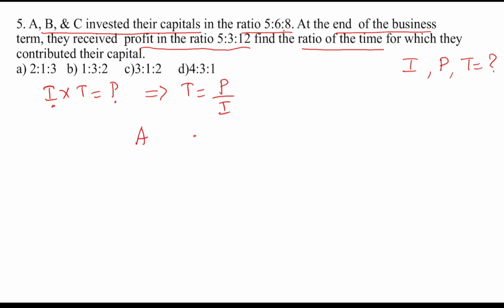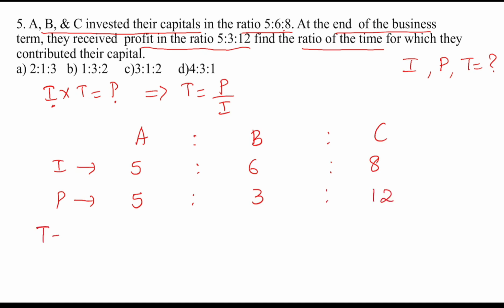Now A is to B is to C. Capital, investment is how much? The ratio is 5:6:8. And profit ratio is how much? 5 is to 3 is to 12. Now we want time ratio they have asked. So time is nothing but profit divided by investment. Okay, profit divided by investment.